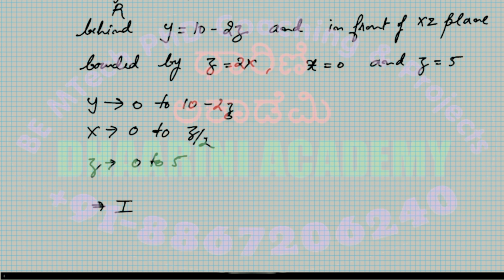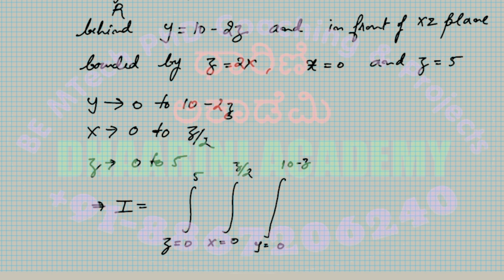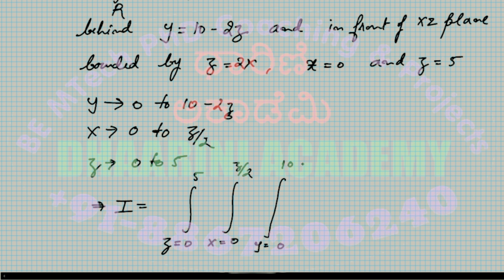So therefore, I is equal to, just decide what you are going to do in which order. The outermost one will be constant, that is z is equal to 0 to 5. Then you write the x value in terms of z, because by this time y will be eliminated. You will not have y, but you still have z. So x is equal to 0 to z by 2. Last, the innermost one is 0 to 10 minus 2z.